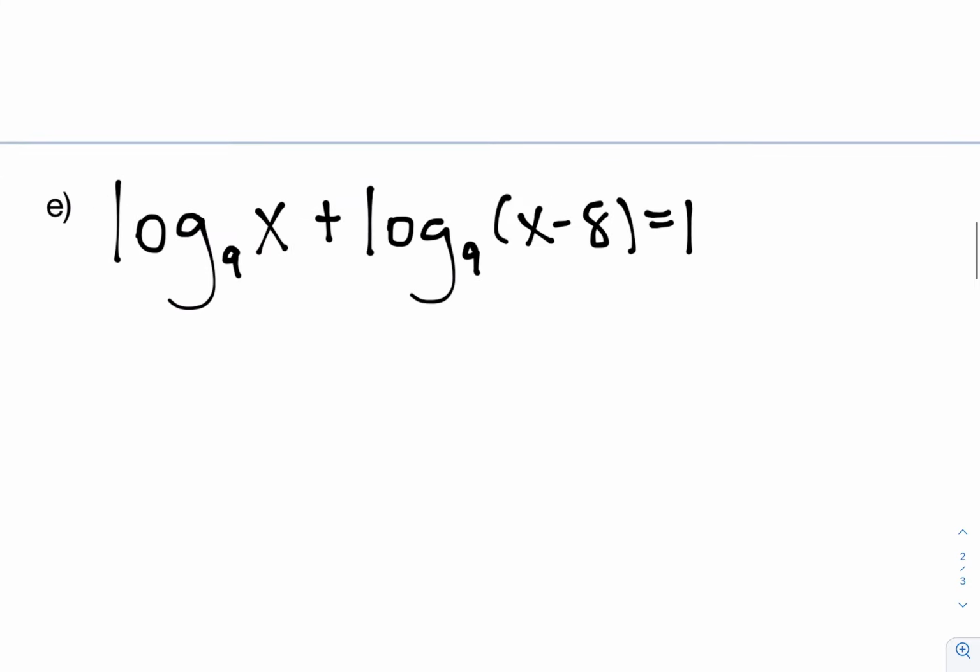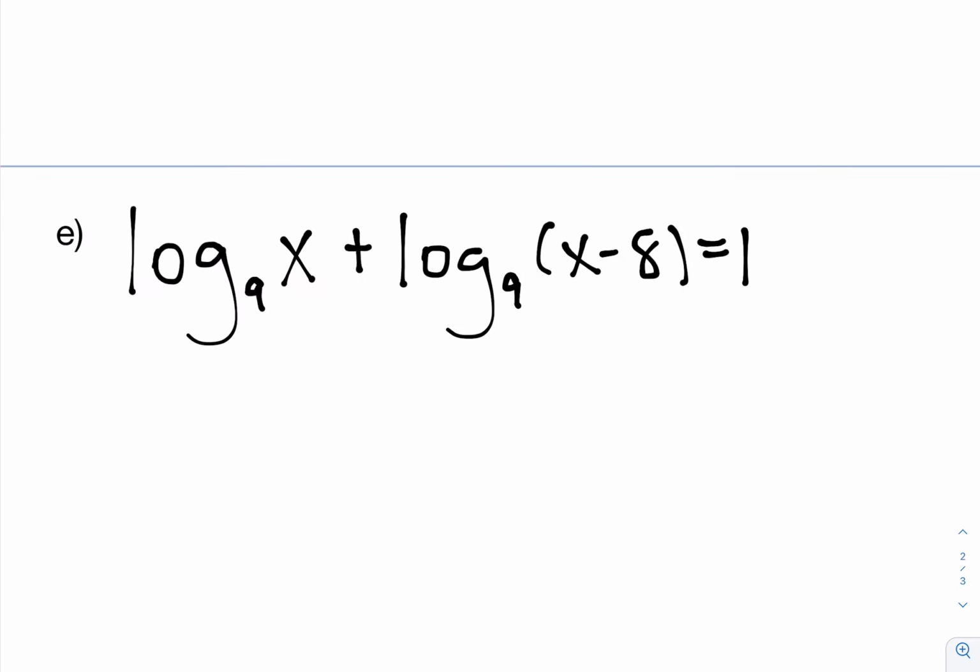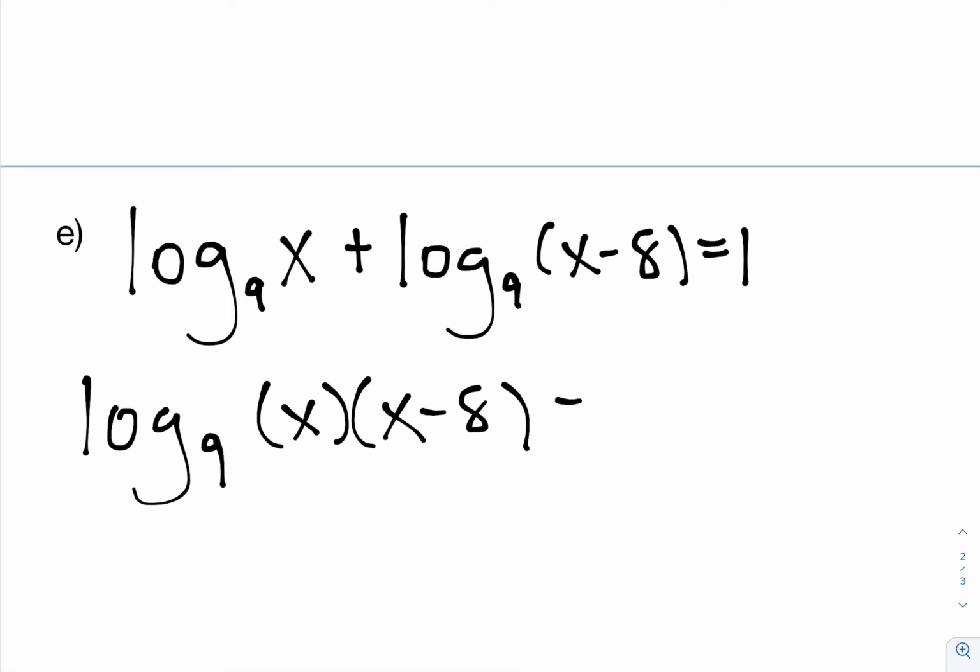Cool. Now let's look at this one here. Okay, so more of the same kind of stuff. This is a log in base 9, log in base 9 equal to 1. The first thing I would do is actually combine these logs first and see what we can do from that. So remember our log laws, this is the same as the log in base 9 of x times x minus 8, that equals 1.